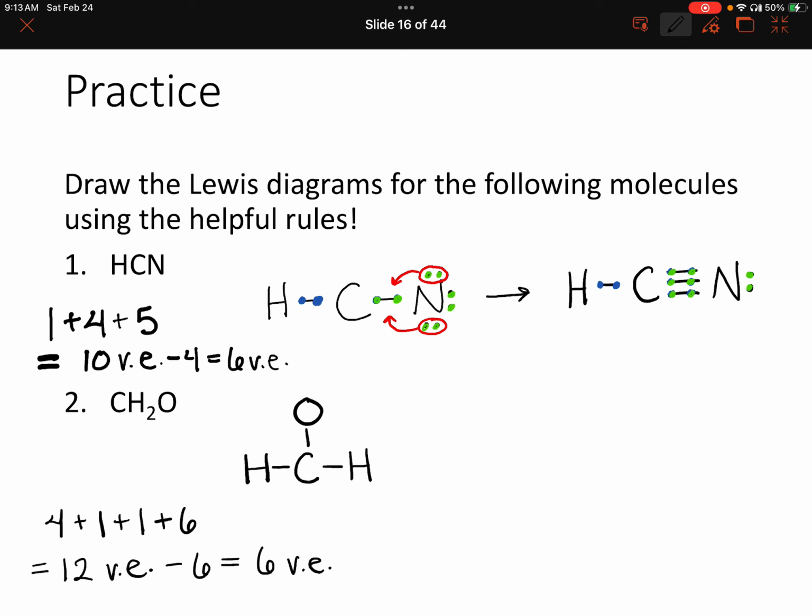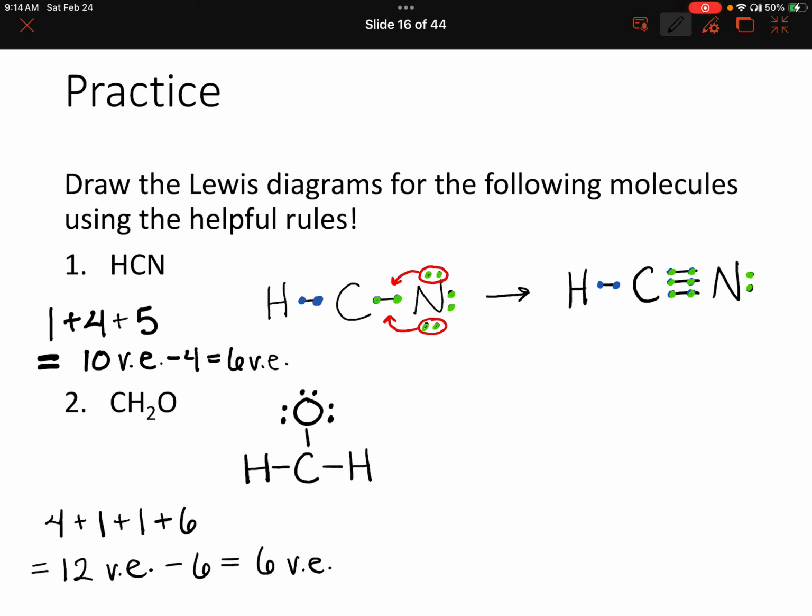So where should we put those 6 extra electrons? Well, each hydrogen is happy, right? They each have 2 valence electrons in those covalent bonds. So we're not going to give hydrogen those extra electrons. But oxygen wants 8 electrons total. So let's give those 6 electrons to oxygen. And I'm going to draw those as non-bonding or lone pairs.